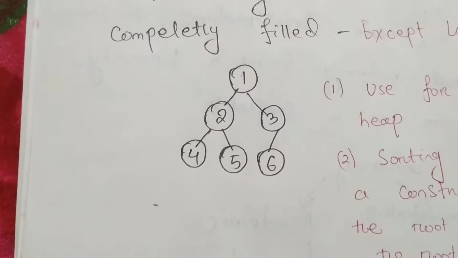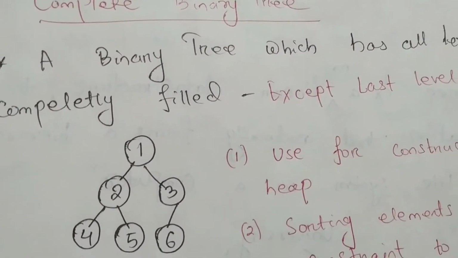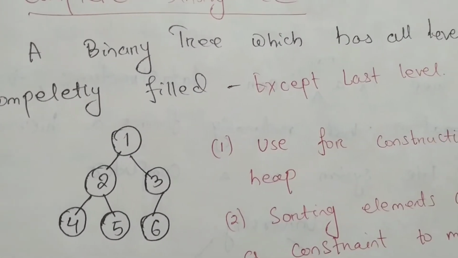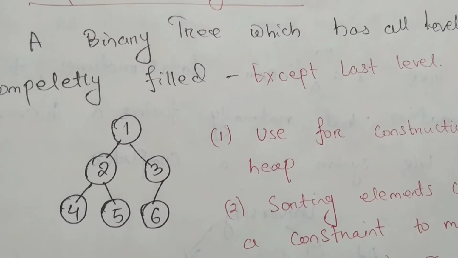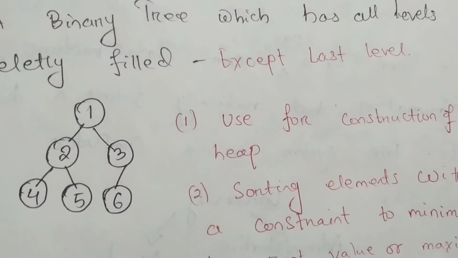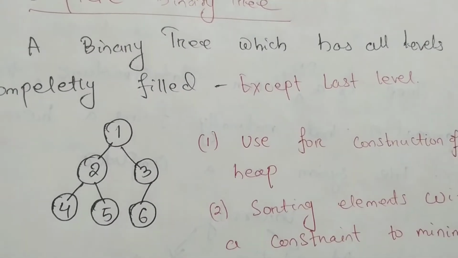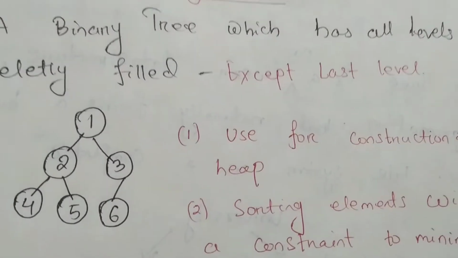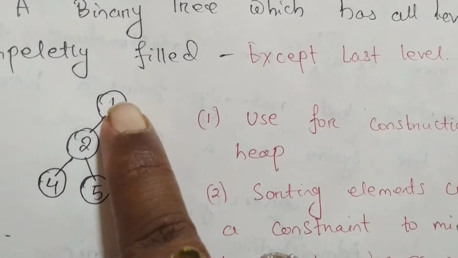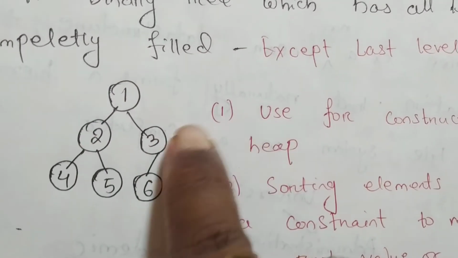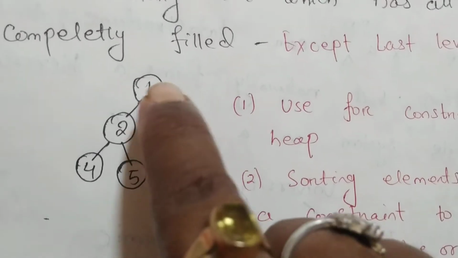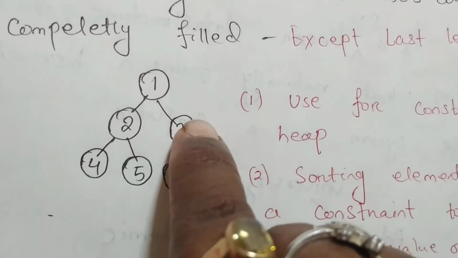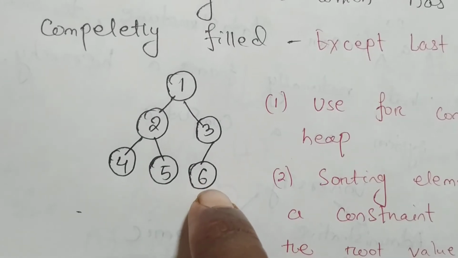Now we'll study what a complete binary tree is. Here is the definition: a binary tree which has all levels completely filled except the last level. Here you see this is the level 0, this is the first level, this is the second level, which is the last level. So all levels are completely filled except the last level. Here the last level is not filled.